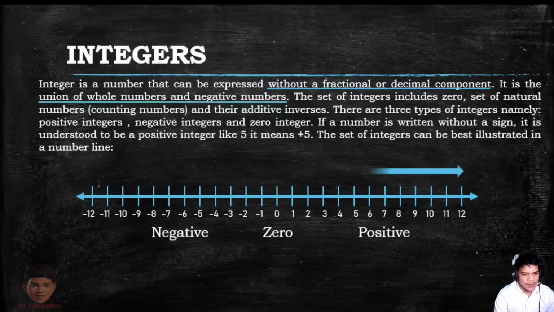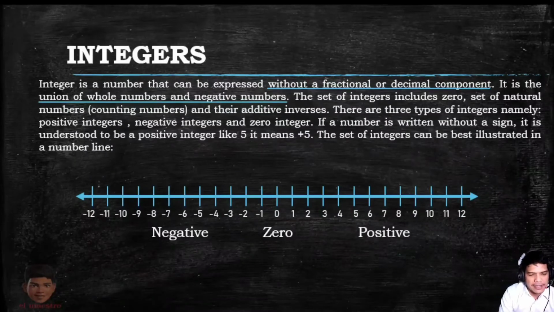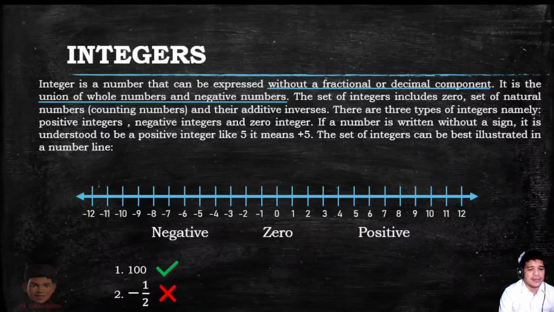Okay? So with this, let's try to identify mga given. May bibigay ako na mga given. Let's identify if that given is an integer or not. First, we have 100. Is 100 an integer? Correct. That is an integer since that is a whole number. Next, negative 1/2 or 1/2. Correct. Not an integer because it is written in a fractional form.